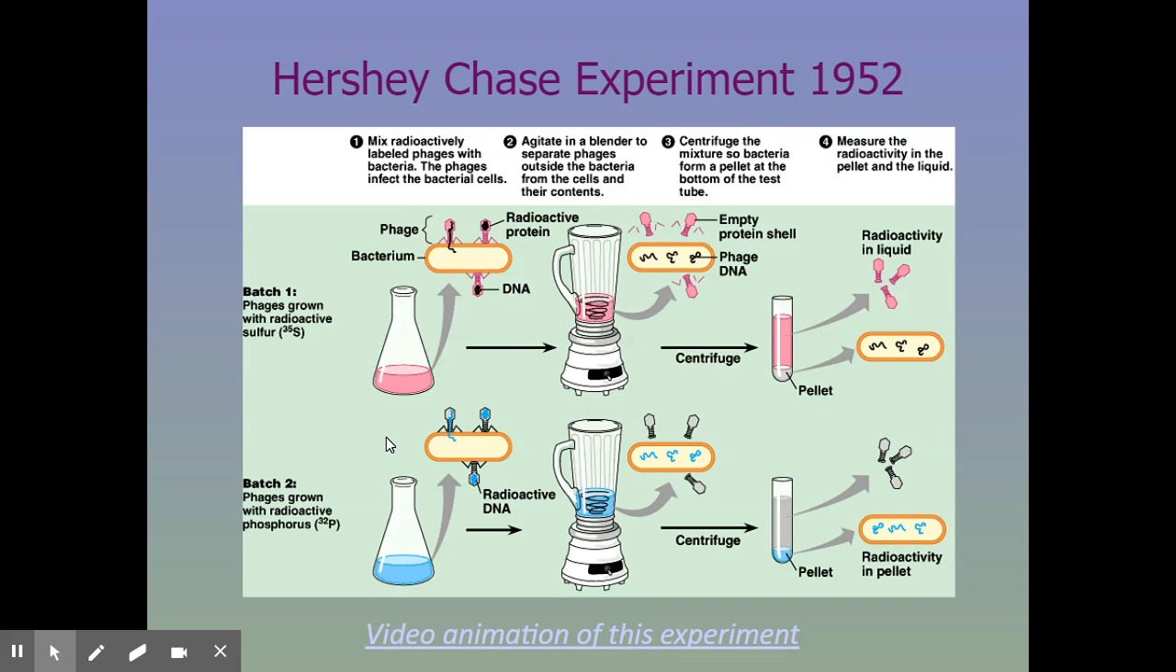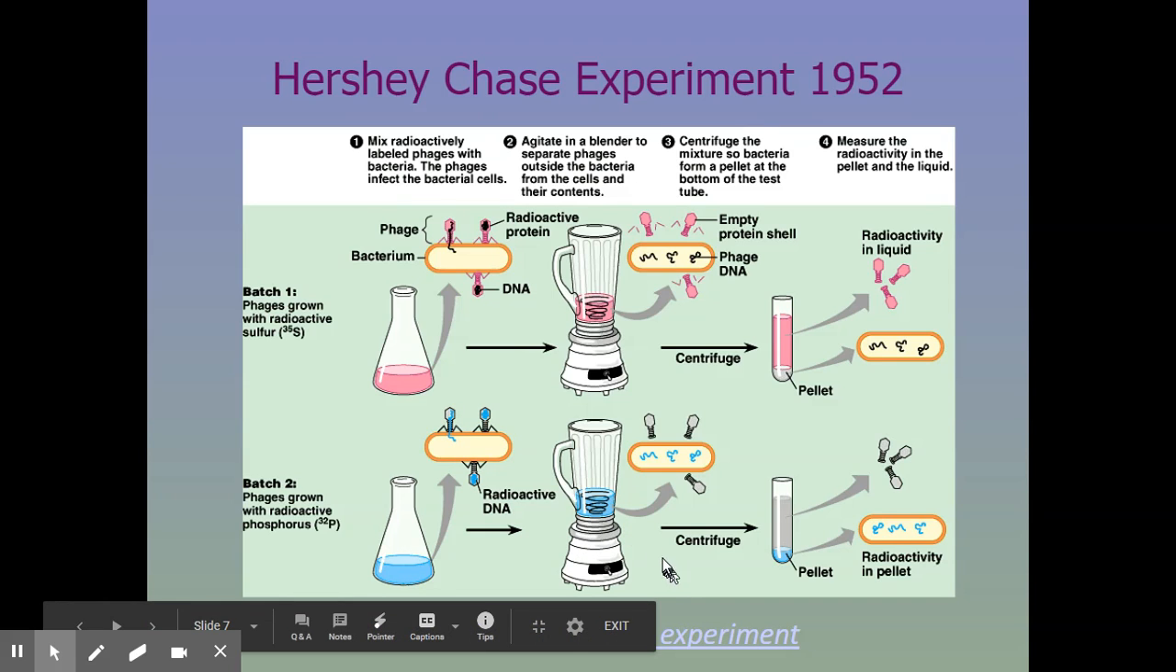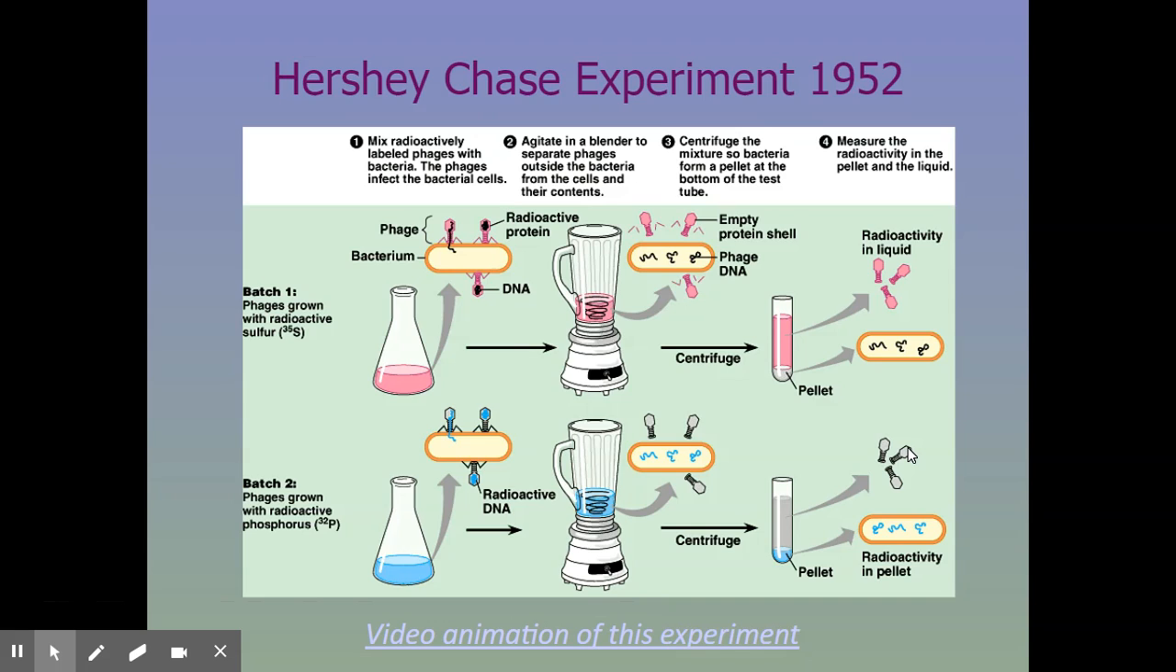So the bacteria did not have any information inside of them. However, when they did this with the ones that were grown in radioactive phosphorus, the radioactive DNA was injected into the cells. They then put those into a blender, and then into a centrifuge, and the radioactivity was detected down in the bacteria and not in the supernatant where the proteins were. And this was pretty much the nail in the coffin. DNA was the molecule of heredity.